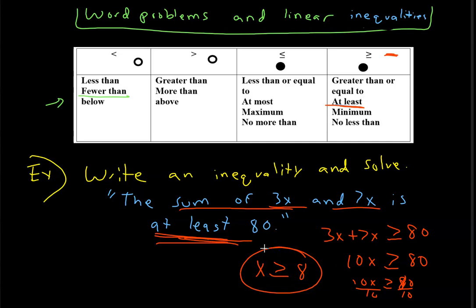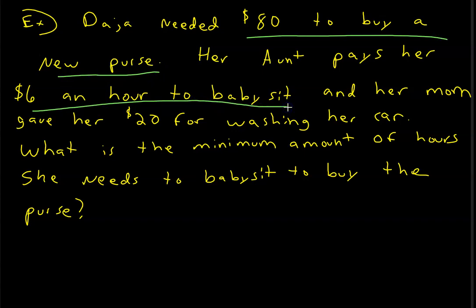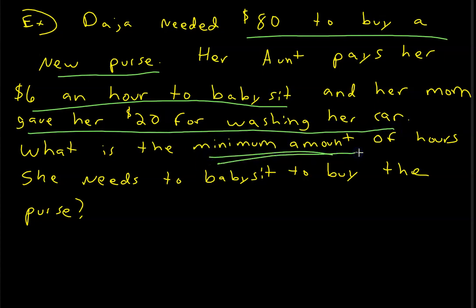All right, let's try one more. So last example. Deja needed $80 to buy a new purse. Her aunt pays her $6 per hour to babysit, and her mom gave her $20 for washing her car. What is the minimum amount of hours she needs to babysit to buy the purse? Let's think about this. She needs $80 to buy the purse, and her aunt gives her $6 an hour, so it's 6x. Her mom has already given her $20, so plus 20.